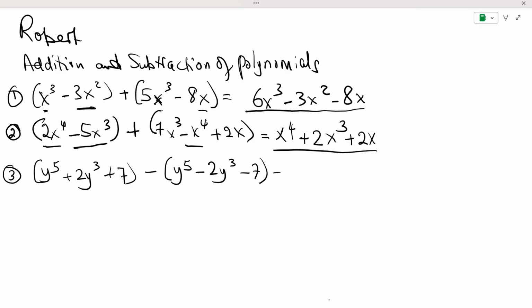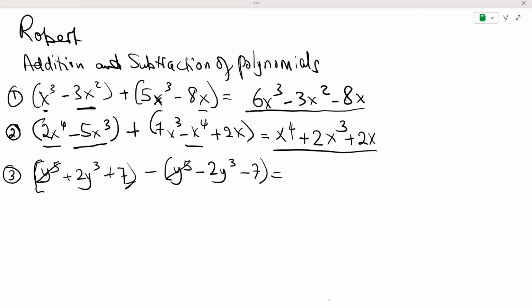So the way forward is very similar to what we did in the additions, only that in this case we are going to be subtracting. So we look for similar terms. Here we have 1y to the power 5 minus 1y to the power 5. So that gives us 0. So actually these two just cancel out.